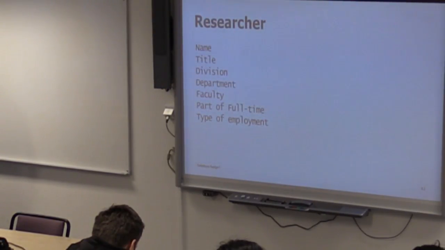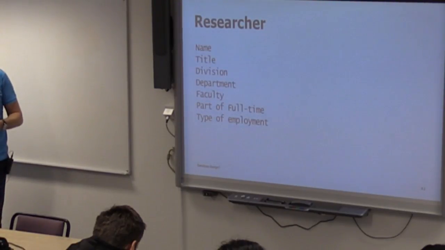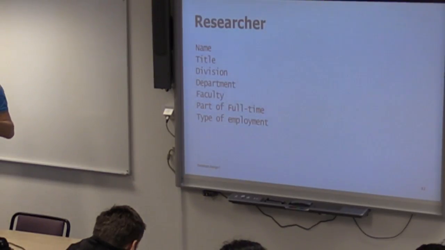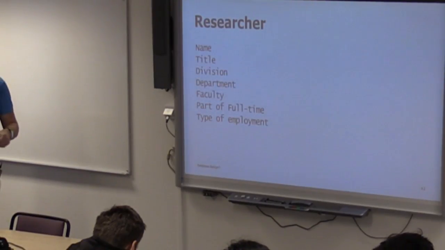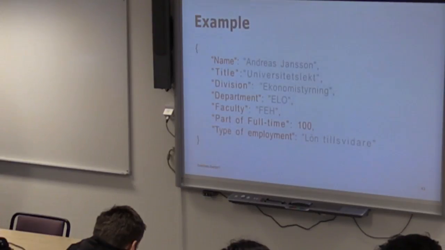So is that something that we need to take into account when we're talking about a researcher? Its title, its division, department. Is it a full-time or a part-time? Its type of employment. And it's not easy for us right now to determine whether that is okay or not. Sometimes it's better to add too much than too little, because sometimes it's easier to remove than to add in after a while. So that would be an example.